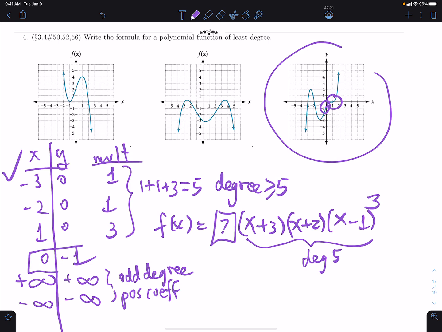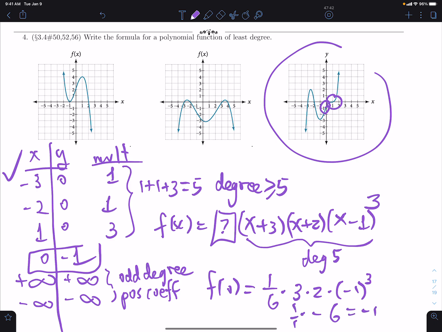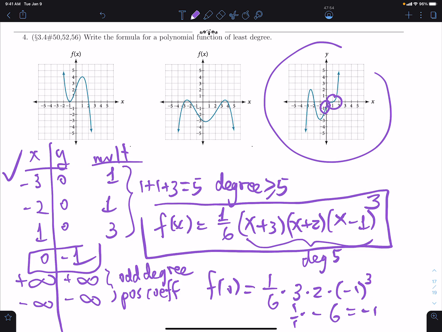But let's just check with the y-intercept and check what f of 0 would be. We're going to have a 3 times 2 times -1 cubed. That's a -6. But the answer should be -1. So this coefficient should be 1 over 6. And let's erase this coefficient and put in 1 over 6. That's going to be the polynomial of least degree, degree 5, that matches that critical information. So there we go. That's the 3rd example, and we'll move on to problem number 5.